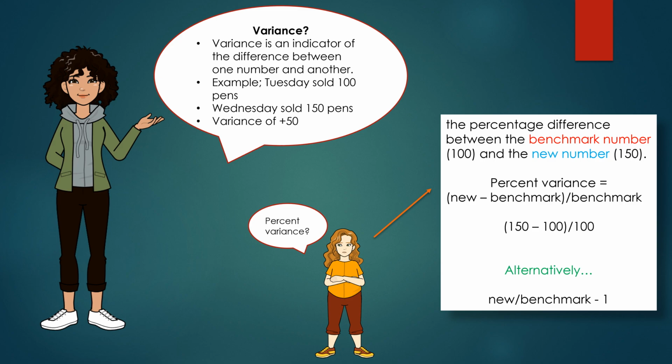So for example, it will be 150 minus 100, then the result of that will be divided by 100. But an alternative formula for calculating this is simply dividing the new number by the benchmark number, and then you subtract 1. So we'll look at an example.